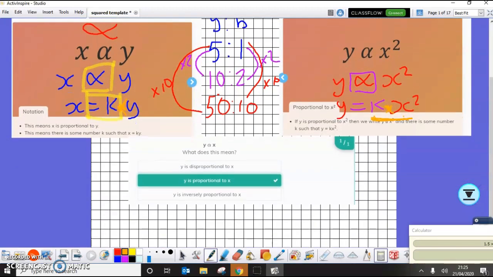So, on this last part of the slide, what does this particular thing mean here? Y proportionate to x. You've just exactly said what it is. Y is proportional to x. It's not disproportional, so we know it can't be that one. Is it inversely proportional? Not in this case. We'll come to inversely proportional in a second. But y is proportionate to x.